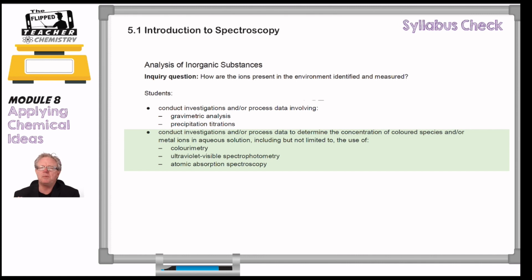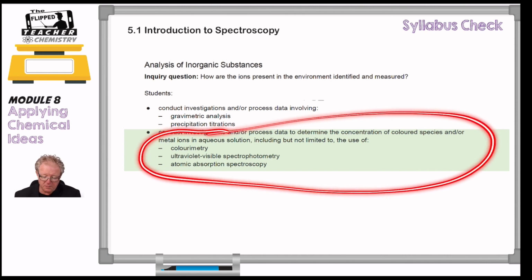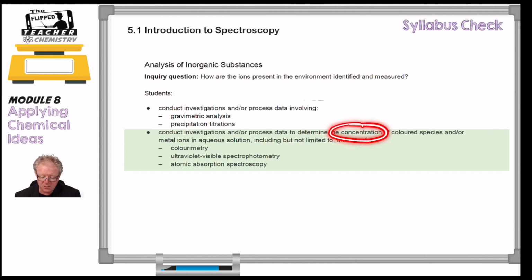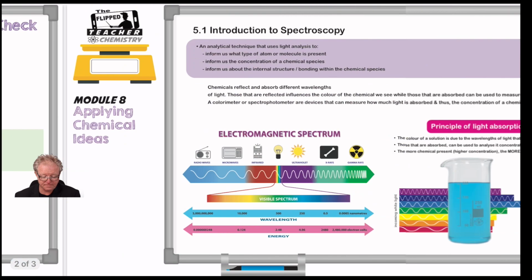So we've been looking at precipitation and conductometric titrations in the last video, and all those sort of things are pretty good for cheap, simple, school-based analyses. However, we can become more sophisticated if we use machines to help us become more precise, especially when the concentrations are extremely low. So this is where we're getting into this section here, where we're going to be looking for the concentration of coloured species of metal ions. And we're going to start off with colorimetry, so let's get into it.